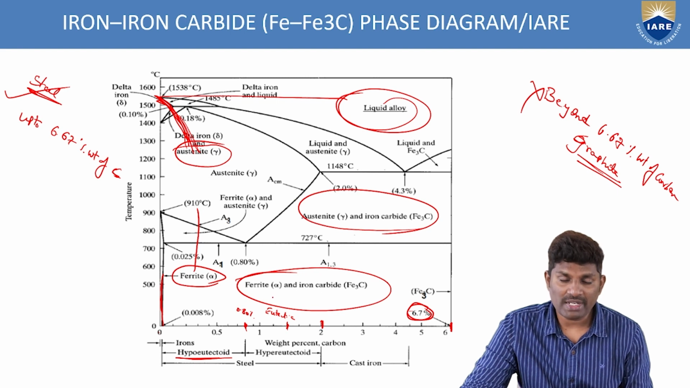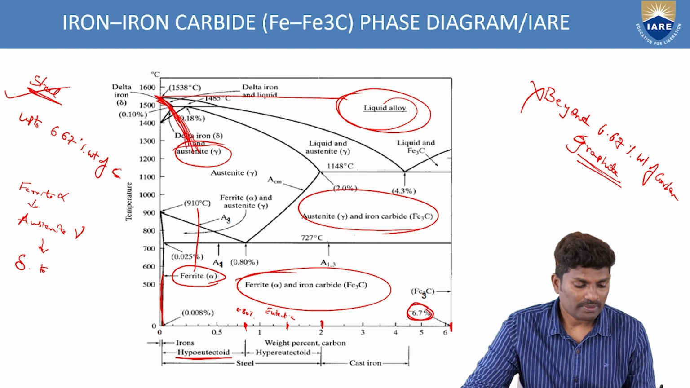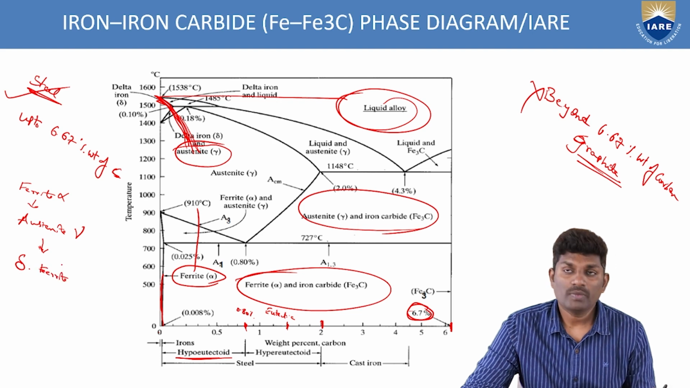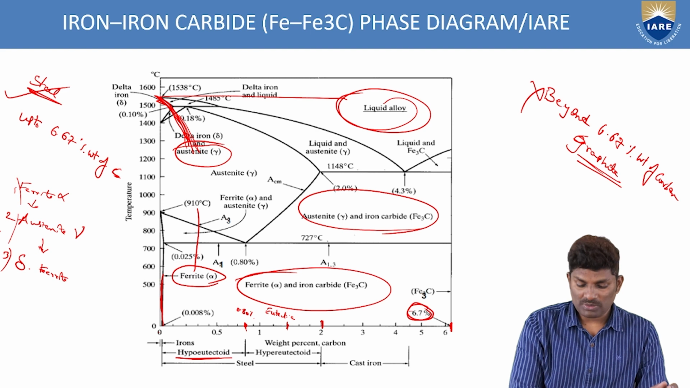So here it is ferrite initially, that is the alpha, and then austenite. So all these things, alpha and delta ferrite. These are the three transformations, 1, 2, 3, of the phase diagram that you can observe.